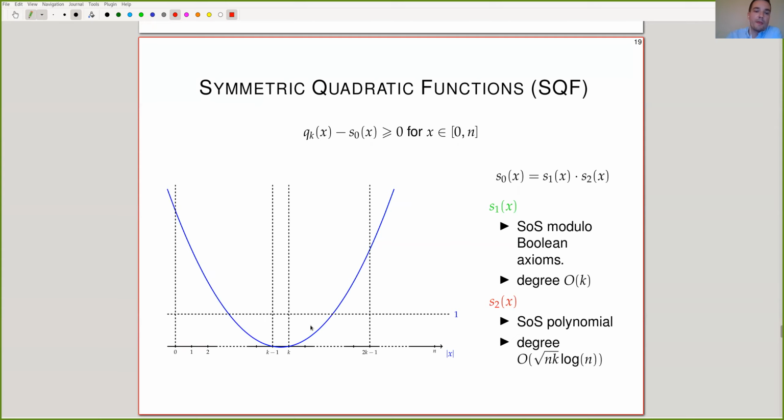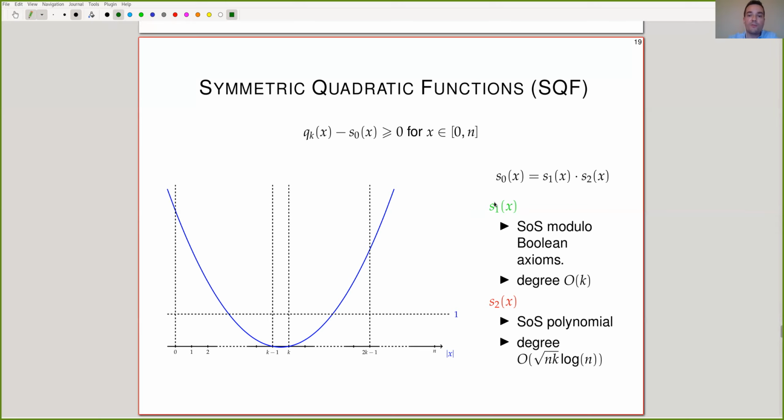So here in the picture, you can see a polynomial qk(x) that is actually negative in the interval k minus 1, k. And we would like now to construct a univariate polynomial S0(x) such that this S0(x) will be sum of squares modulo the Boolean axioms, and qk(x) minus S0(x) will be greater or equal than 0 in the whole interval from 0 to n. So let's see how we could construct it. We will construct this polynomial in two steps. In the first step, we will construct a polynomial S1(x).